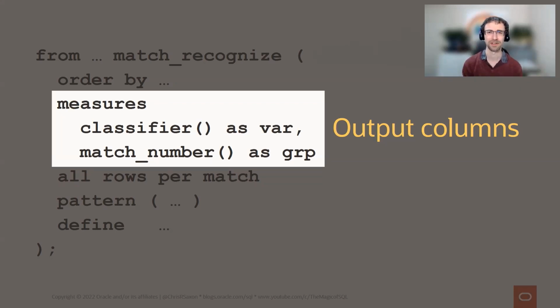There are lots of other things you could add in the measures clause here, but these are two key things you probably always want to add when you first start writing a match recognize query, just to get to grips with what's going on and help you debug and figure out what's going on.